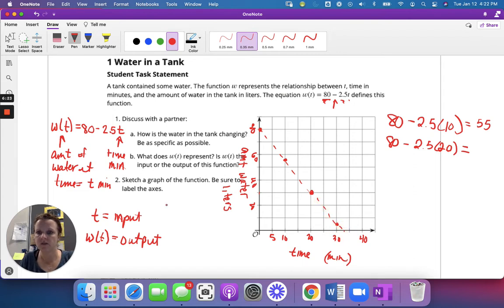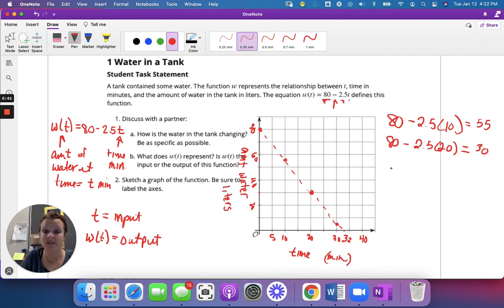Cool. So sketch a graph of the function. Be sure to label the axes. This is actually 32. And I just did, this would be, what did I say? 30.